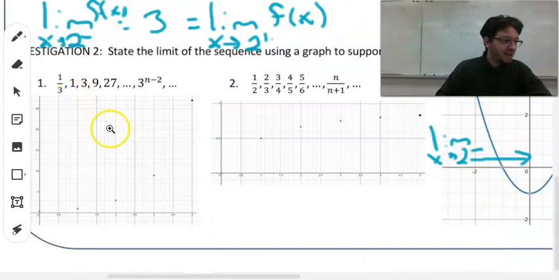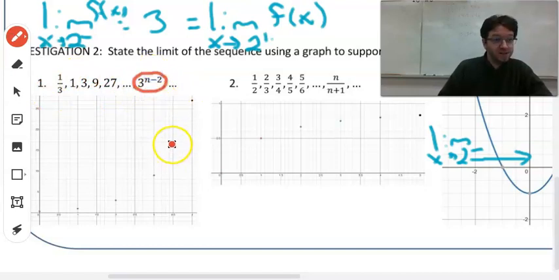So in this other example, here we have two sequences. This one is 1/3, 1, 3, 9, 27. You can see the numbers are blowing up really fast. If you were to write it as an expression, it's 3 to the n minus 2, where n is your term number. Now, if we wanted to figure out if this approaches some value, we find the limit.